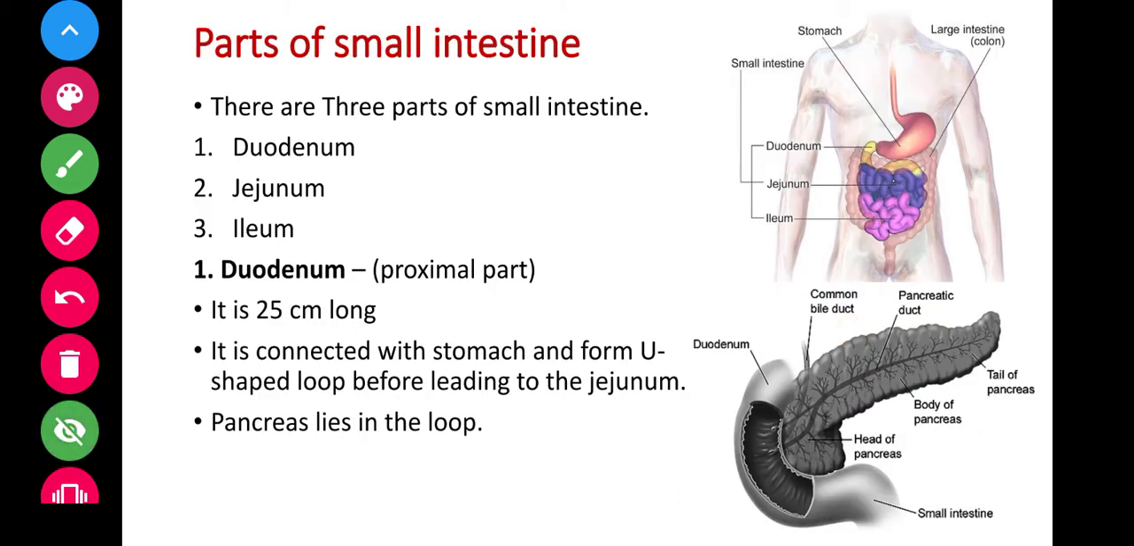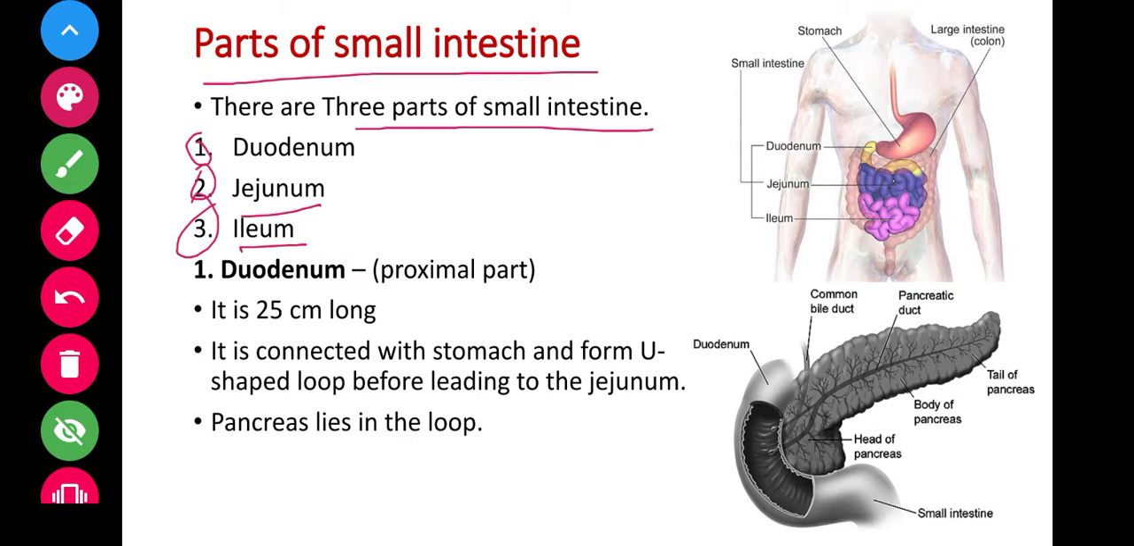Now we will discuss about parts of small intestine. There are 3 parts of small intestine. First one is duodenum, second one is jejunum, third one is ileum, okay? The first one, duodenum. This is the proximal part, okay? This region is the duodenum region. This is proximal part.